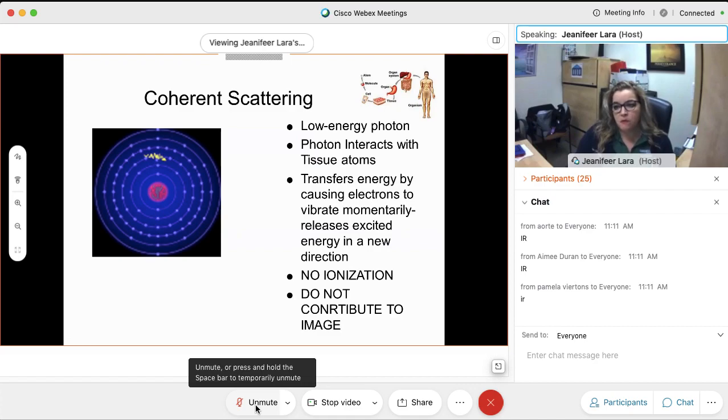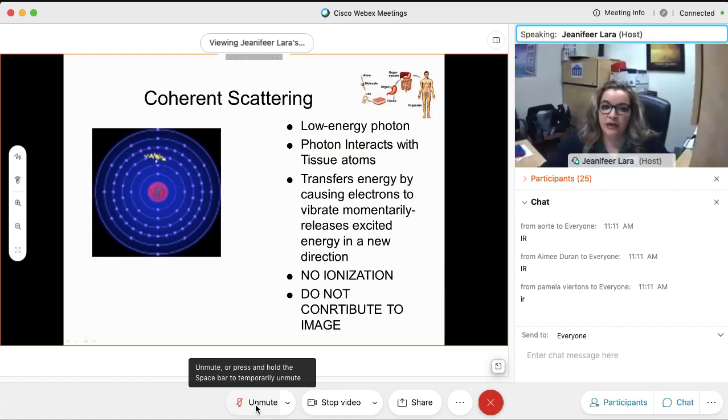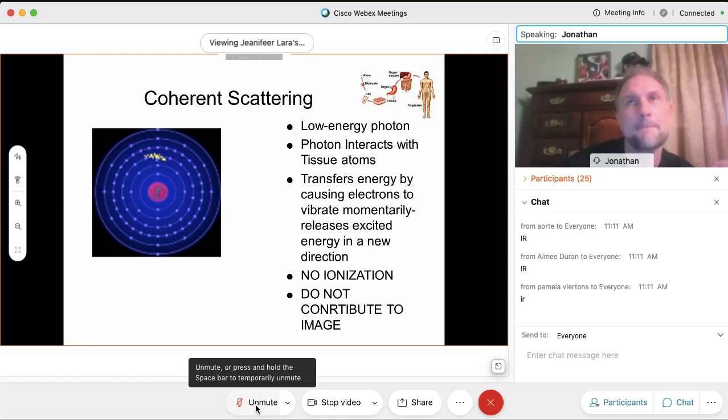Go ahead, Jonathan. So this one, it doesn't ionize anything. No. All it does is scatter it off in a different direction. This photon comes in, right? Excites. The electron in the orbit absorbs, vibrates, and releases that energy, another photon, in a different direction. Okay, so when you say it absorbs it, I guess what I'm trying to understand is how does it actually? Well, two things I'm trying to understand.